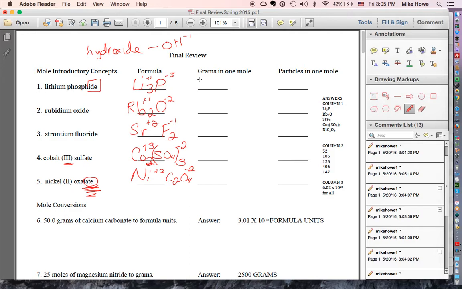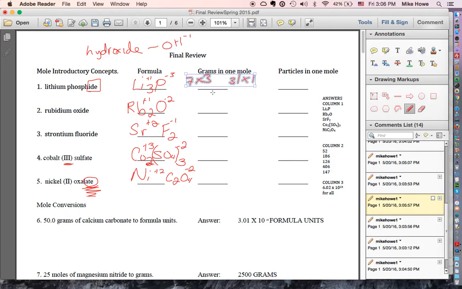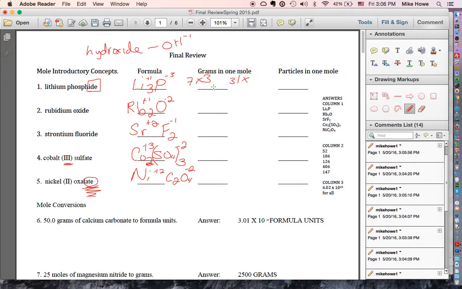We're going to round that off to 7. So we'd have 7 times 3, and we'd have 31 times 1. So 7 times 3 is 21, plus 31. So 21 and 31 would be 52. That would be the mass then of 1 mole. So you find the mass of 1 mole by just adding up the weights, and that's why it says 52 right there. Okay, I'll go down and do one more down here for cobalt and sulfate.